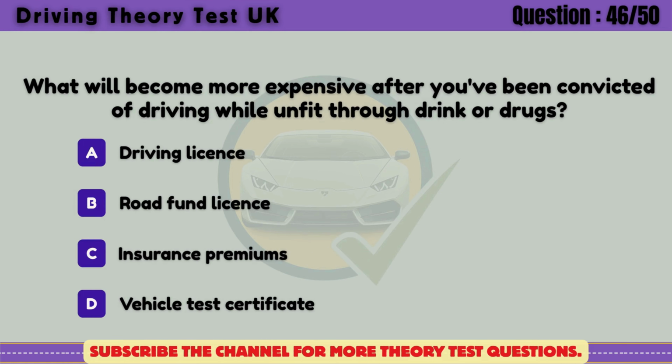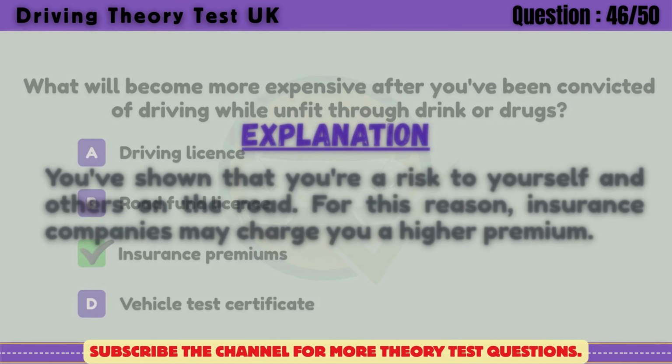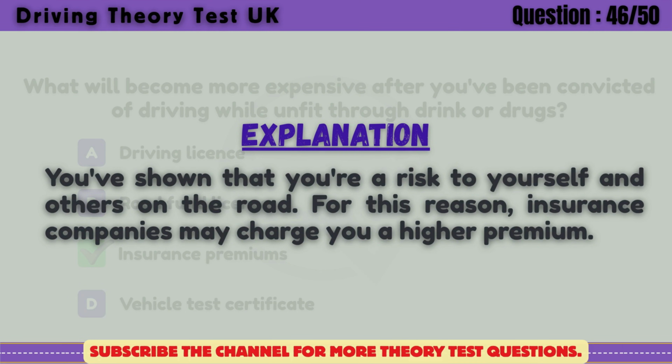Question 46. What will become more expensive after you've been convicted of driving while unfit through drink or drugs? Option A. Driving license. B. Road fund license. C. Insurance premiums. D. Vehicle test certificate. Answer is C. Insurance premiums. You've shown that you're a risk to yourself and others on the road. For this reason, insurance companies may charge you a higher premium.